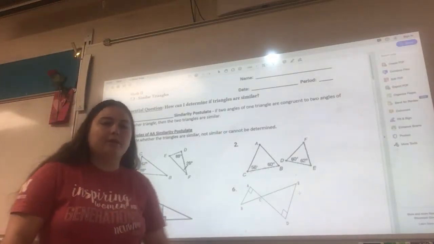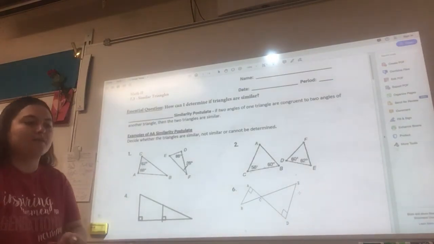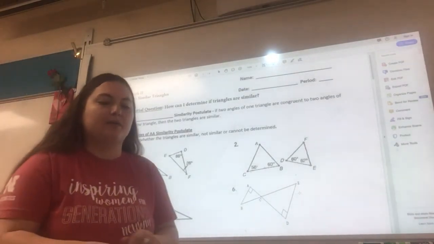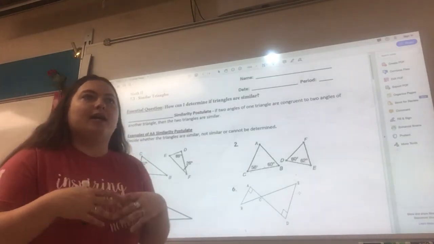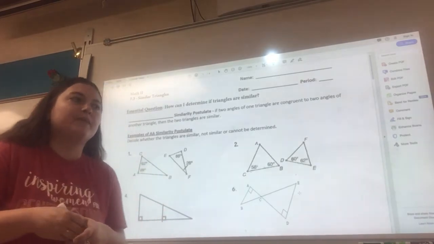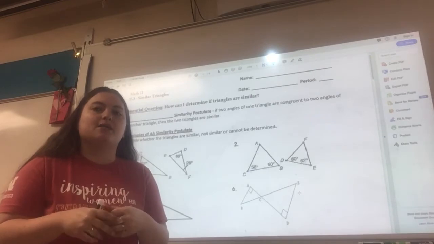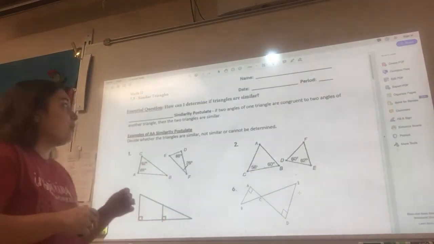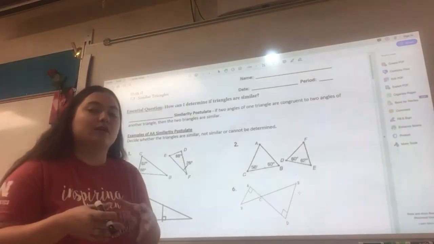Okay, so today we're going to be learning 7.3 similar triangles. This is right after similar polygons, where we noticed we could find ratios from one side to another and determine if they were similar or not, and then find missing information. We're doing the same thing here, except we're going back to those postulates of triangles. So our essential question for today is: how can I determine if triangles are similar?